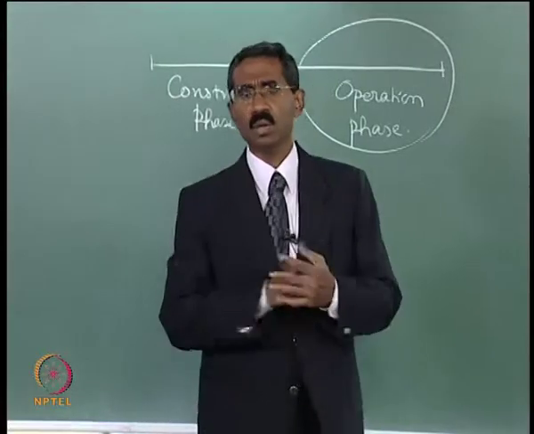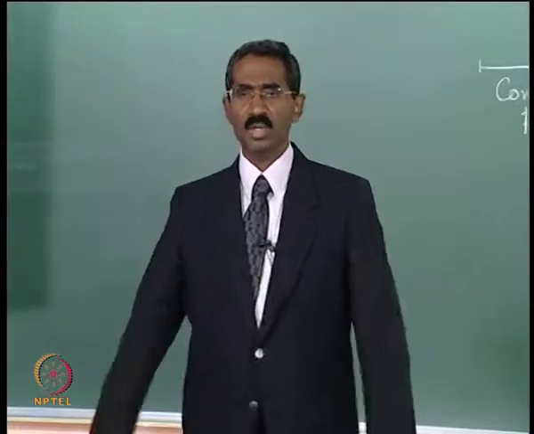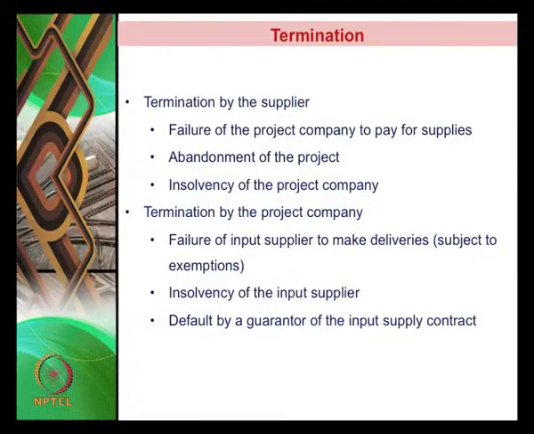Termination. So like all contracts, whenever the contract terms are not honored, it can be terminated. And remember a contract has two parties, right. In this case there is a supplier and then there is a project company. So therefore any contract can be terminated by any of the parties. So the contract can be terminated by the supplier if any of the following occurs. For example, the project company does not pay for the supplies, there is a delay, or the project company is unable to actually make payments, it is having some problems.